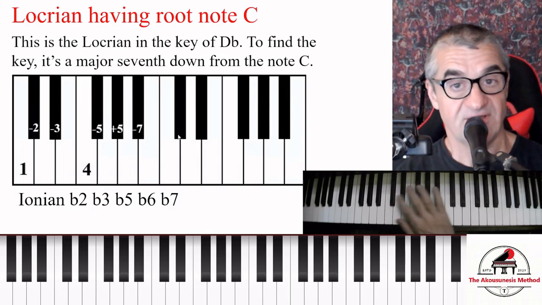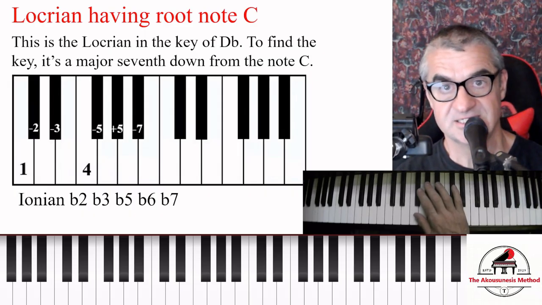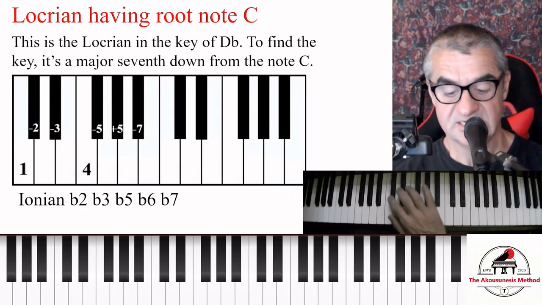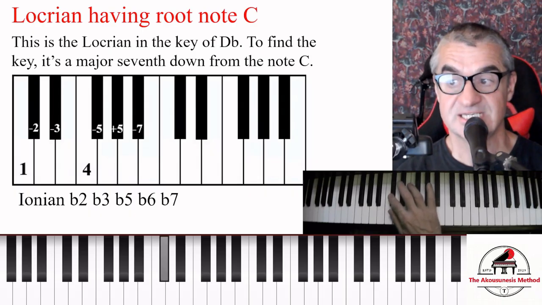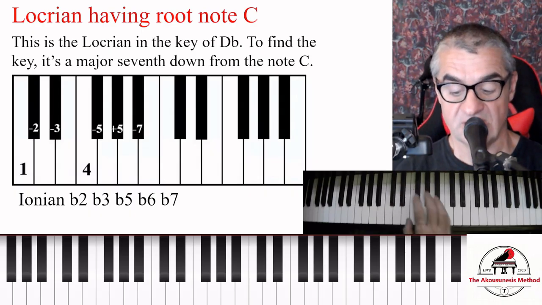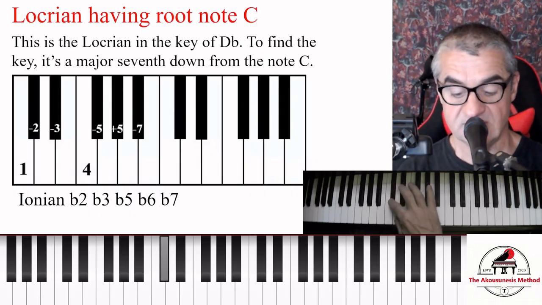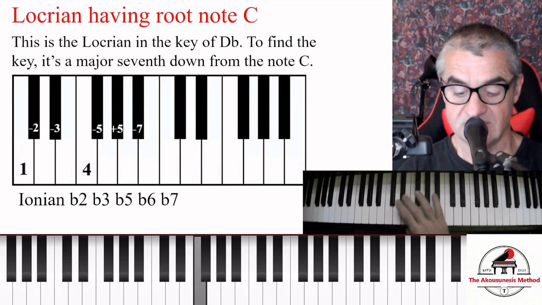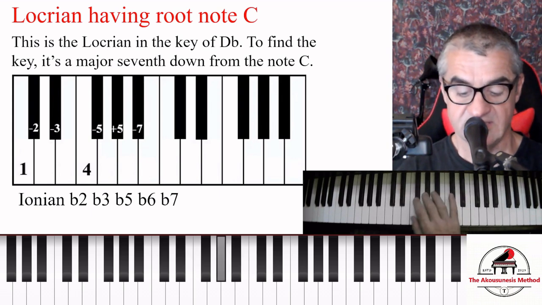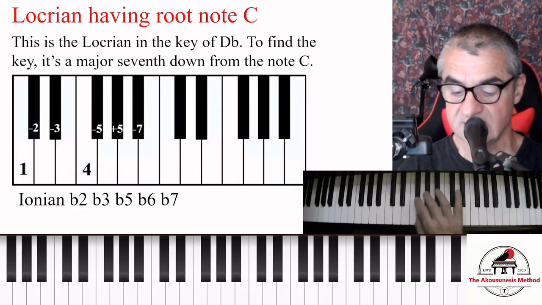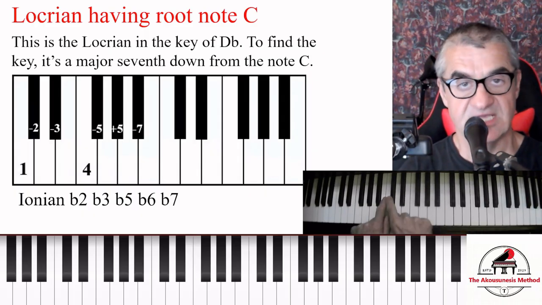So we know D flat has all those flats. Are we in D flat? We can look and just see the notes. I'll show you the other way, but it's got 4. Oh yeah, that's the Ionian. Wait, has it got C? Yeah, it's C. So it is the key of D flat.